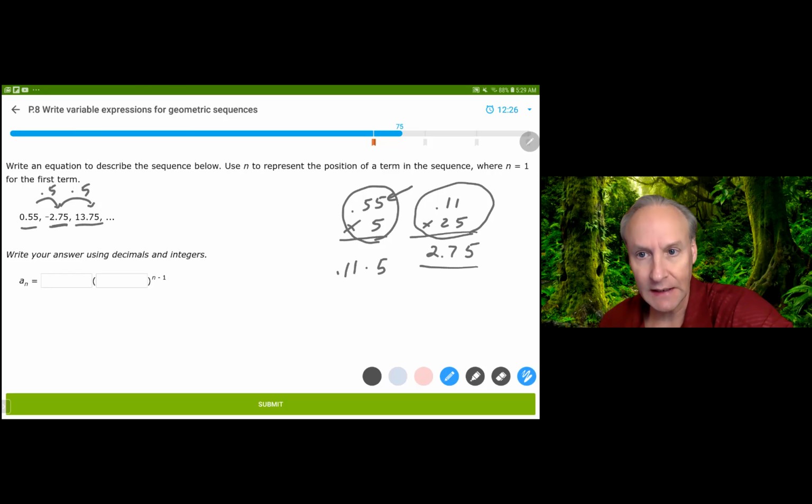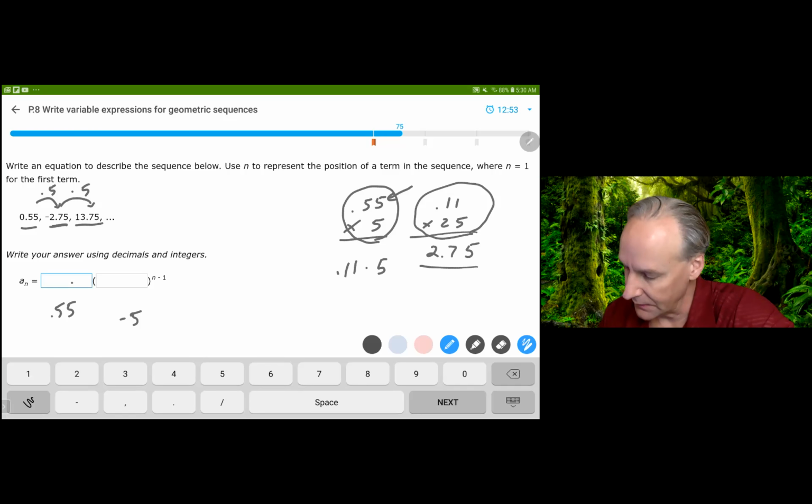Notice that we're alternating negatives and positives. And this is the case where my first term is positive, and that can get you into trouble because remember, anything to the 0 power is positive 1. So for my multiplier, it's going to be negative 5. And for my original term, it's going to be 0.55. And that is going to work. So we've got 0.55. You probably don't need to put the 0. And negative 5 is my multiplier.